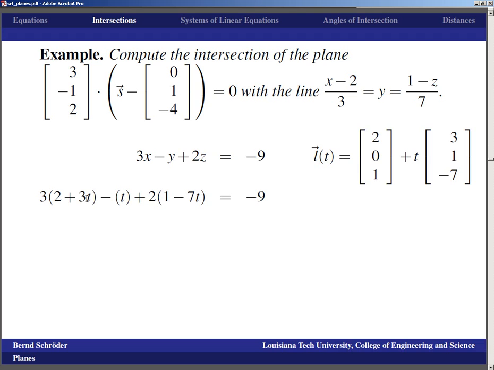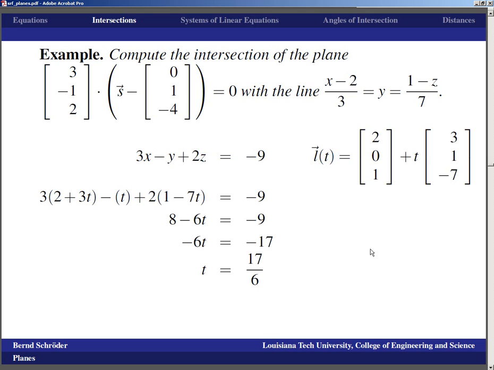3 times 3 is 9, minus 1 is 8, plus negative 14 will be negative 6, which is a minus 6t. And the other one, 3 times 2 is 6, minus nothing from here, plus 2 is 8, that's the 8 here. And we've got the negative 9 on the right side. So now we solve that, we get negative 6t equals negative 17. t equals 17 over 6.